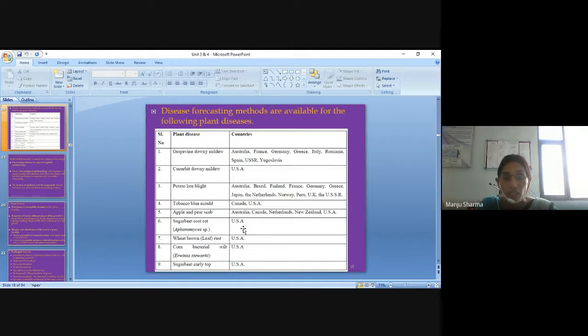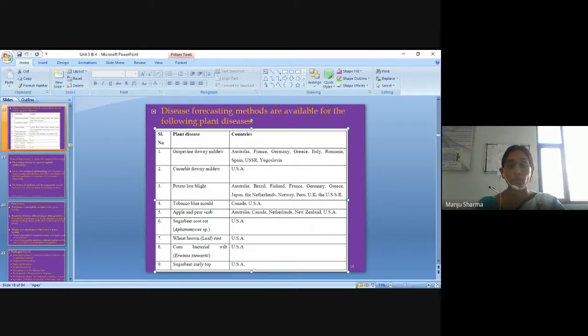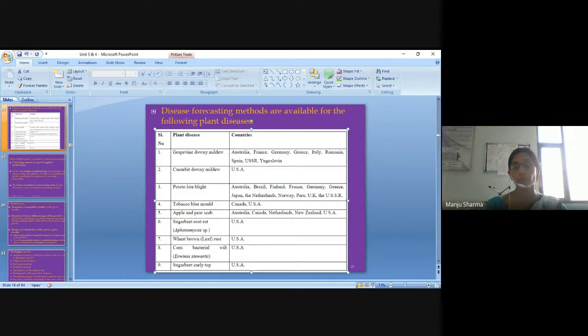Tobacco blue mold: Canada and USA. Apple and pear scab: Australia, Canada, Netherlands, New Zealand and USA. Sugar beet root rot: USA. Then corn bacterial wilt: USA, and sugar beet curly top, also in USA.